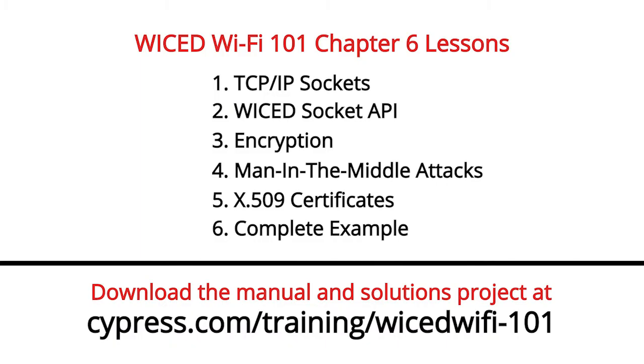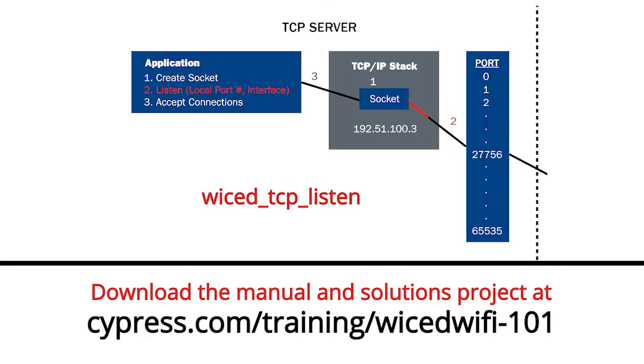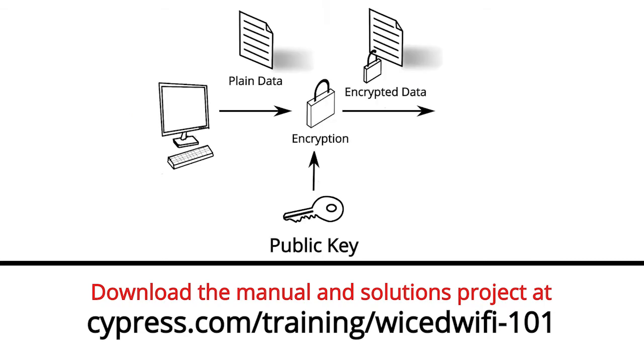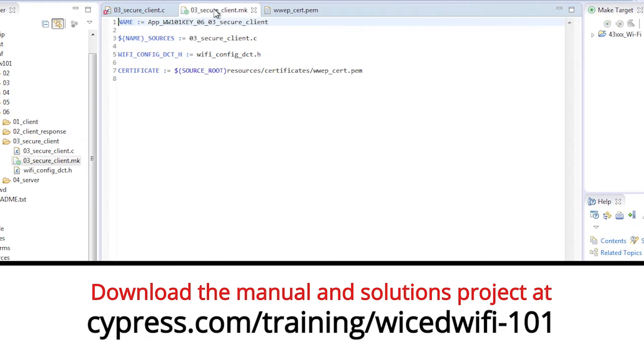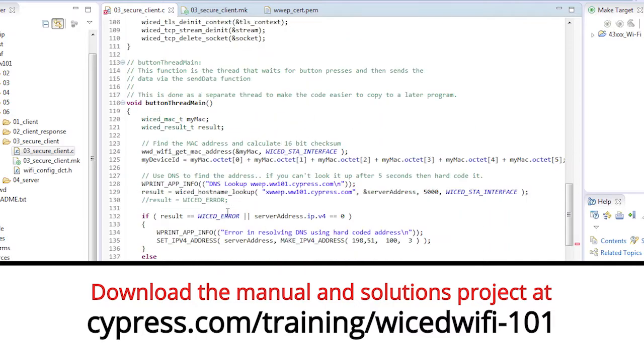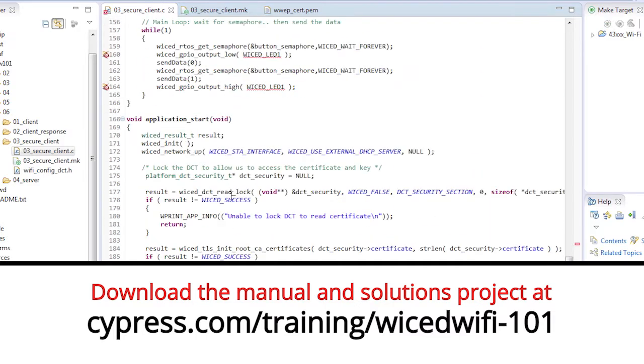Chapter 6 has been all about how you exchange data on the internet. I showed you how to use sockets. Then we talked about how encryption works and how to prevent man-in-the-middle attacks. In the final video for this chapter, I will show you how to modify the non-secure WWEP client program from earlier to include security, specifically transport layer security.